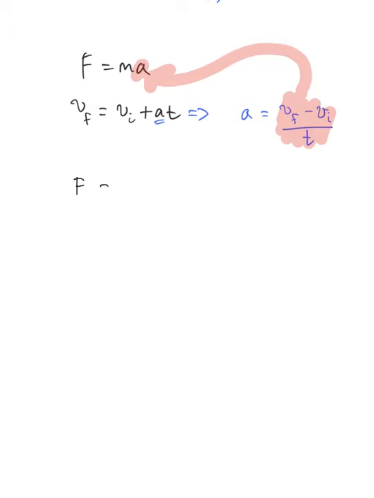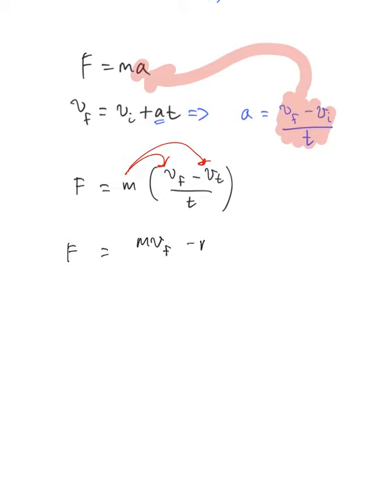I would get F equals M times V final minus V initial all over T. Now I might simplify this. The first thing I might do is go ahead and distribute the M, and then I would get F equals mv final minus mv initial over t. Sorry guys, right here it's supposed to say v initial, not vt. Right there, it's supposed to say v initial.